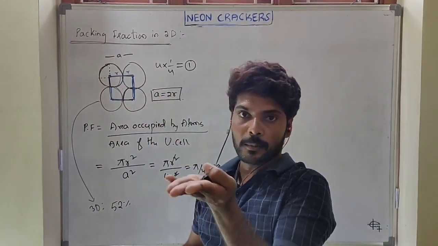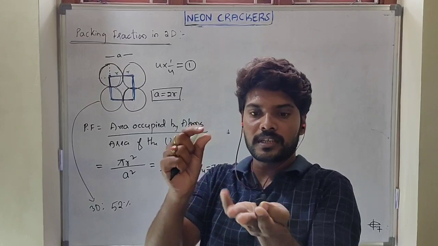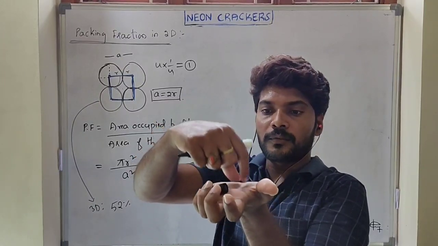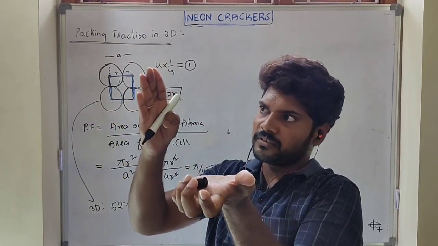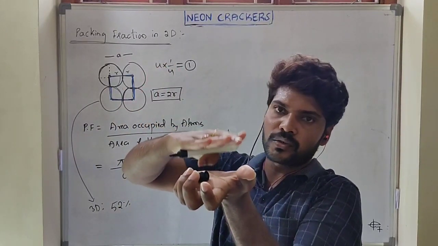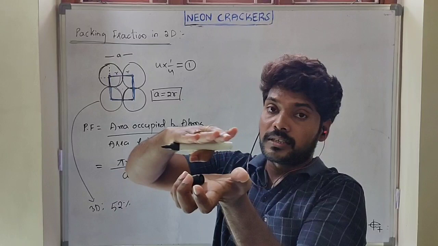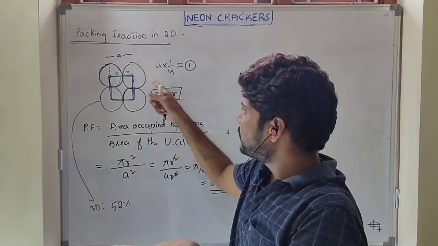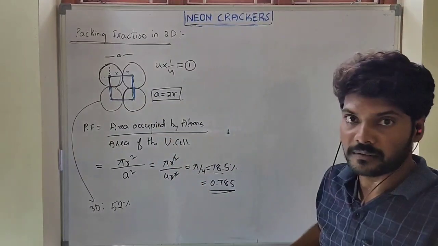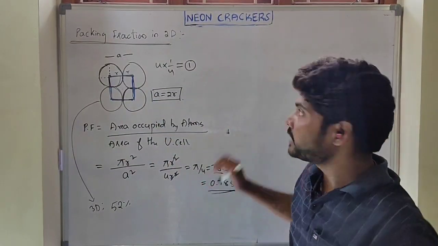And you can't make it in the palm like that. If you have small marbles and place 4 marbles on the palm, it's very easy. But the second layer also has to be placed on the same first layer, and that's very difficult. So simple cubic is the most unstable, while in 2D this is somewhat stable because of this packing fraction. Like this, we have to find in 2D.